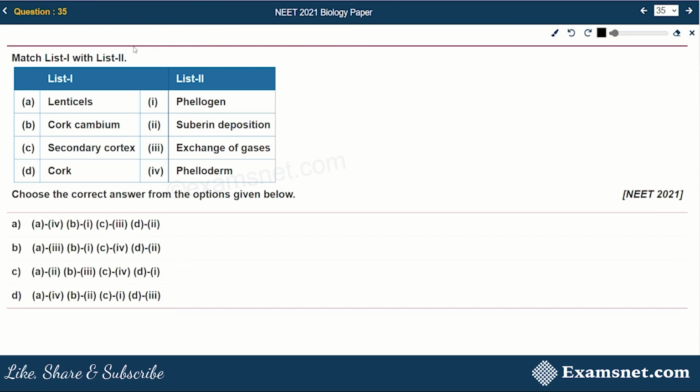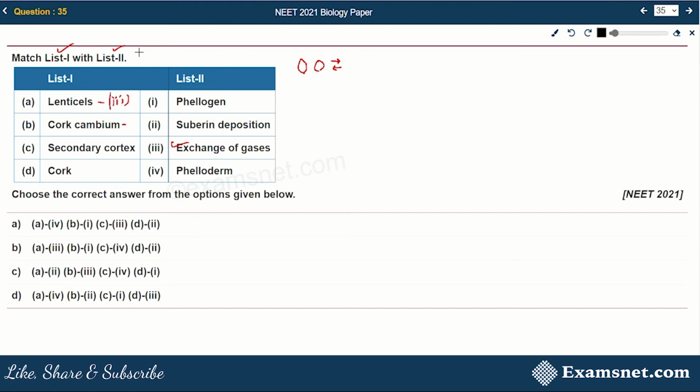Question number 35 is from the chapter Anatomy of Flowering Plants, class 11, and here we have to match list 1 with the correct option in list 2. So the first one is lenticels. What are lenticels? These are lens-like openings in the stems of plants which allow the exchange of gases. So the correct match for A will be exchange of gases, that is number 3.